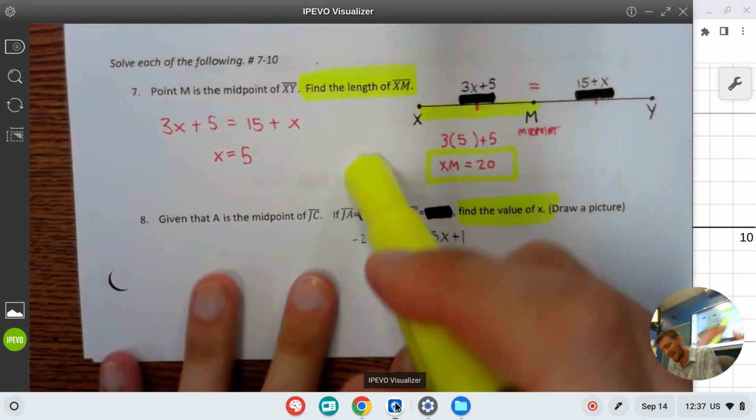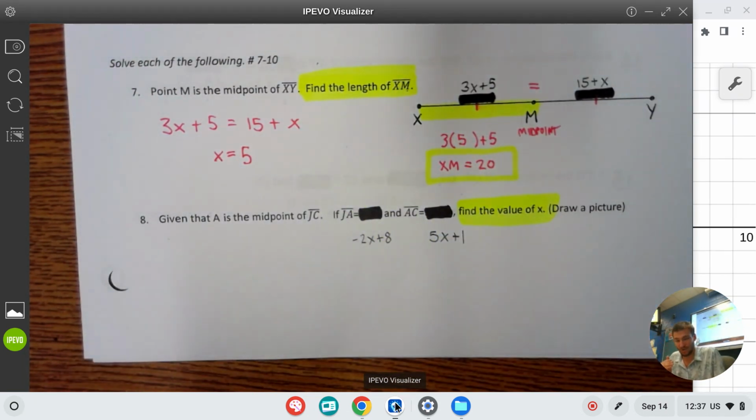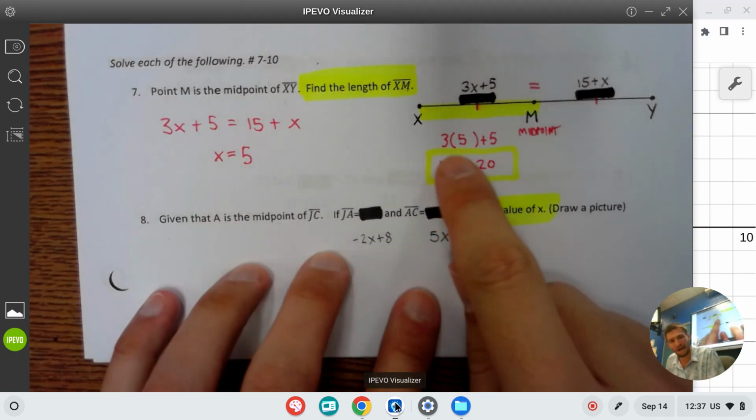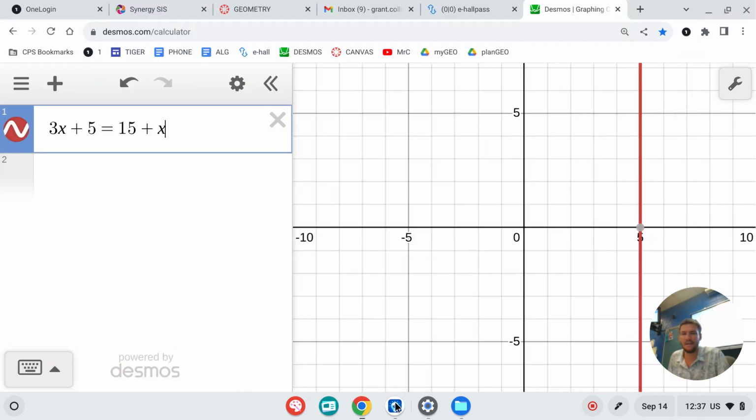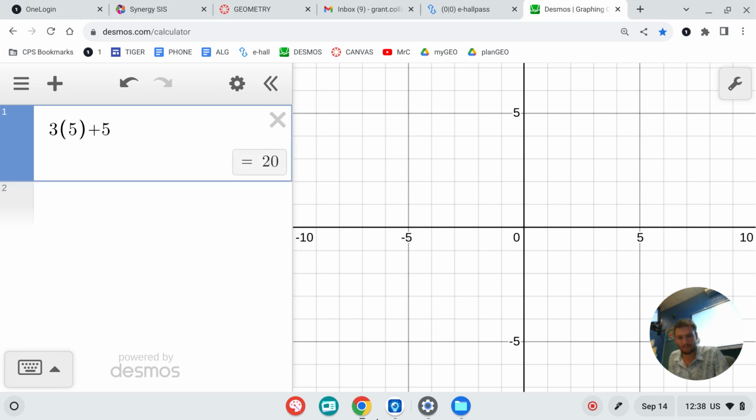But on number 7, when it says tell me the value or the length of segment XM, we need to go back and plug this 5 in. Just to show you this on Desmos, to be super thorough as a teacher, 3 times 5 plus 5 is 20.